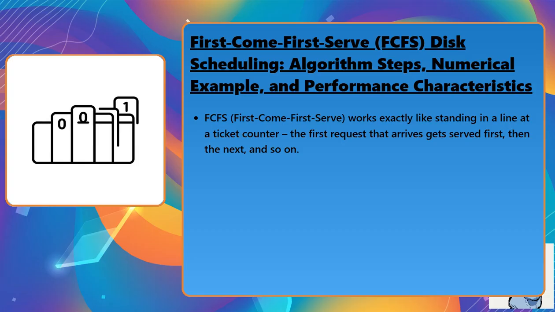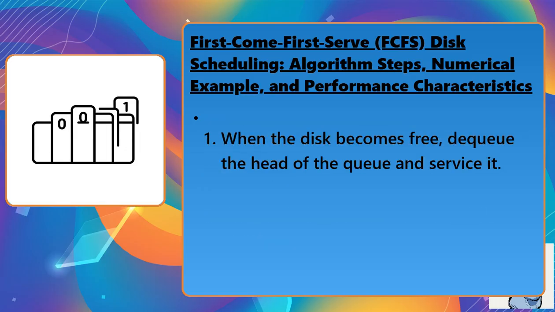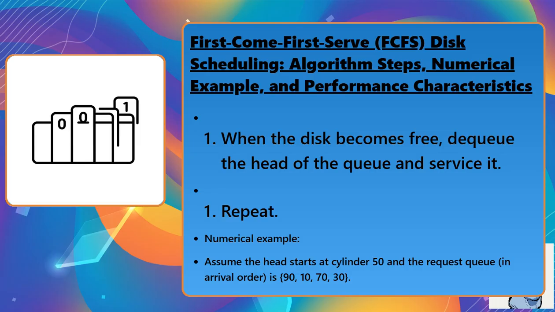FCFS, first come first serve, works exactly like standing in a line at a ticket counter. The first request that arrives gets served first, then the next, and so on. Algorithm steps: 1. Keep a first in first out queue of incoming input-output requests. 2. When the disk becomes free, dequeue the head of the queue and service it. 3. Repeat.